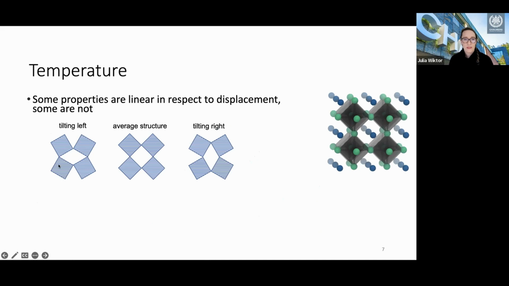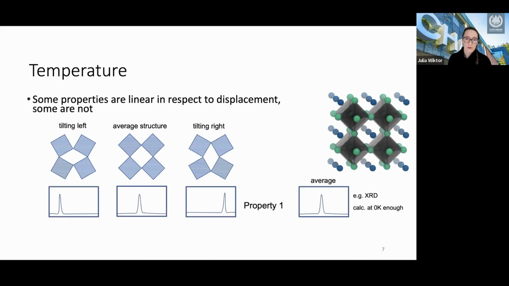And if we describe these displacements in a halide perovskite structure as tilting, which can be one way or the other, let's call it left and right, we can have a property where a measurement for one way of tilting will decrease a measurement value, and then the other way we will have an increased measurement compared to the average structure. So then the measurement, which is just the average of all possible cases, will match very well with the average 0 Kelvin structure.